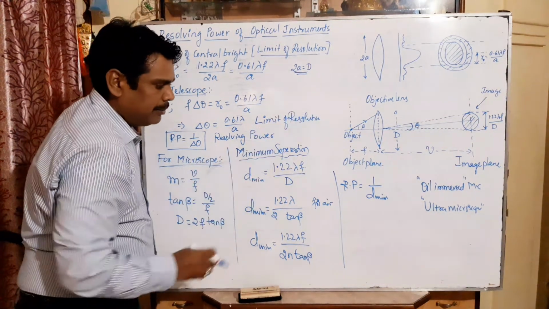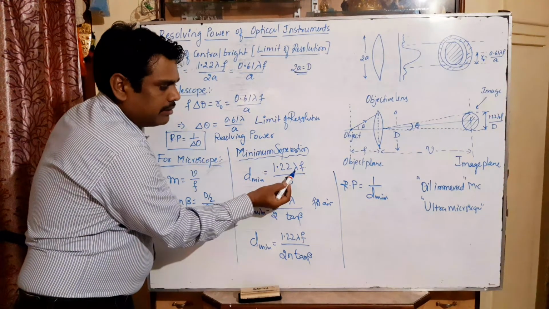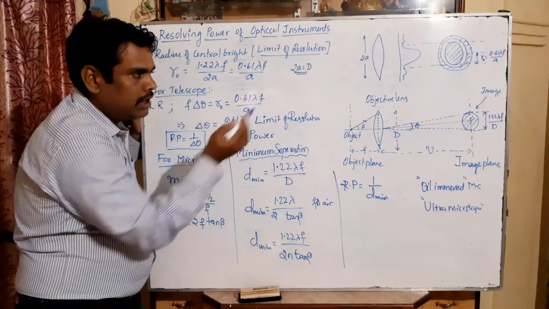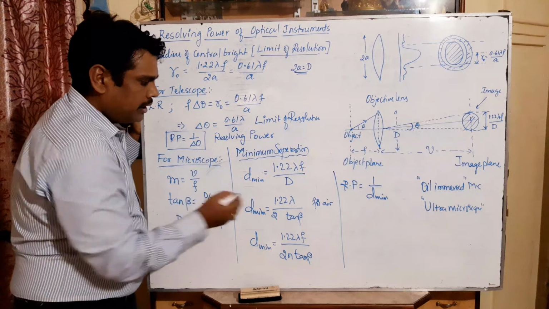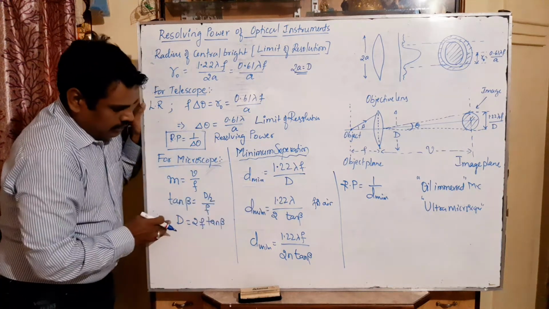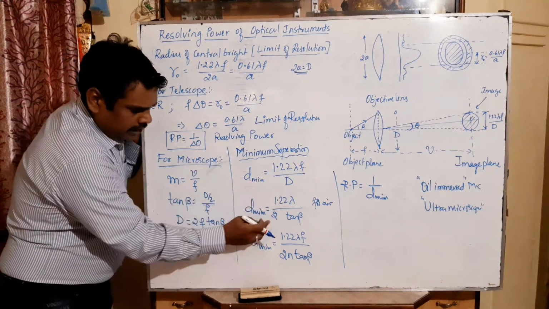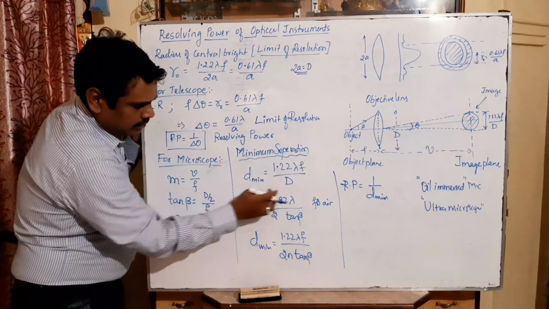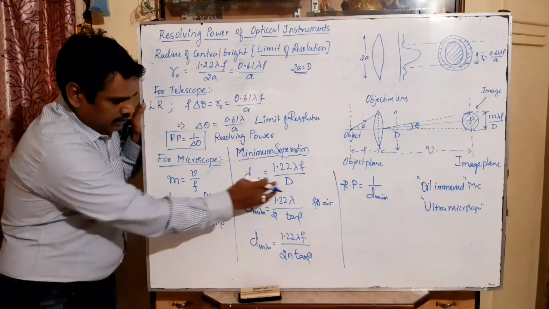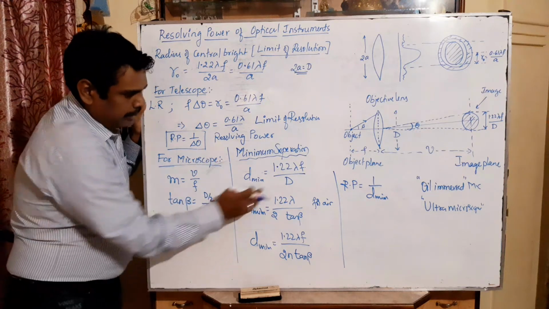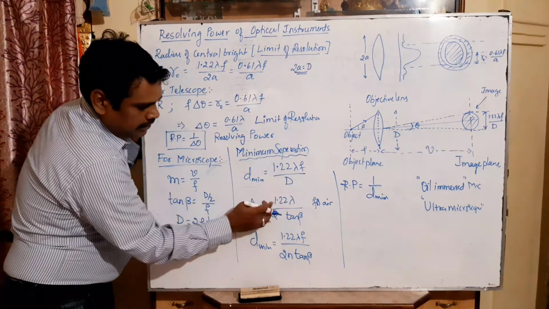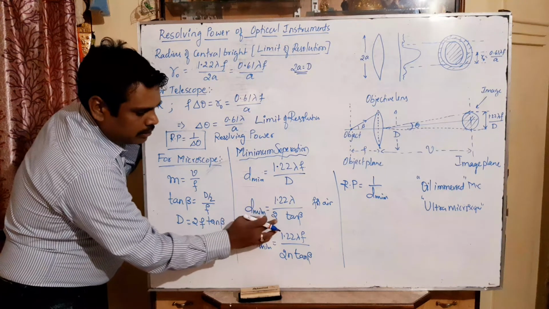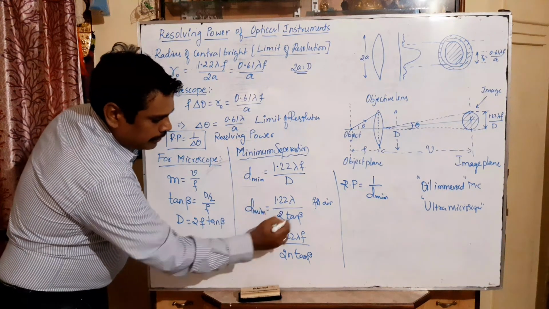Capital D, you know, is the diameter of the aperture. Lambda is the wavelength of light used. F is the focal length of the convex lens. Here I am replacing d by 2f tan beta, and f gets cancelled. We can substitute the value of d here. It will become 2f tan beta, f gets cancelled. We get 1.22 lambda only divided by 2 into tan beta.